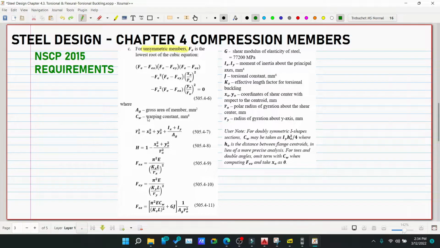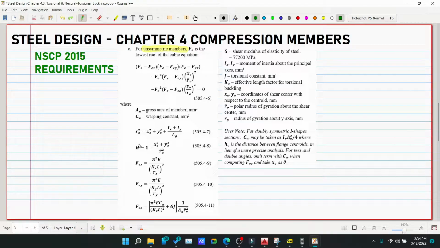Ang AG, of course, is the gross area of the member in millimeter squared. CW is the warping constant, millimeter to the 6 power. Okay, ang CW or warping constant, pag sinabi nating warping constant is the parang ability or parang specification, characteristic ng isang member to bend. Okay? So, ibig sabihin kasi ng warp is to bend. Okay?